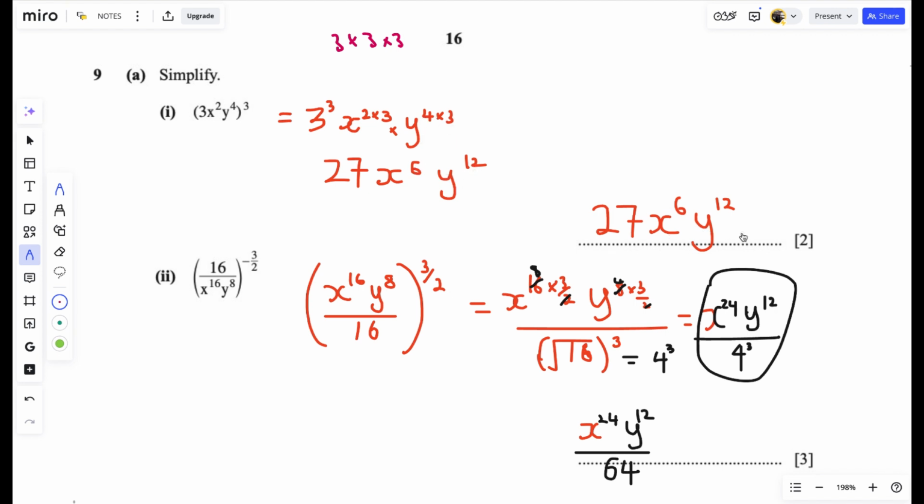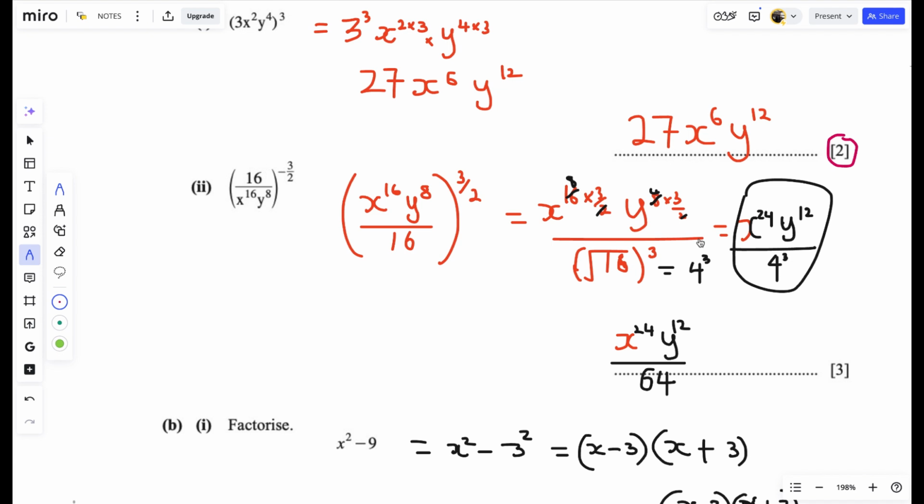So that's that. You get 2 marks if you're able to do this. Is that okay? Now we go to the next question for indices, which is 3 marks. So you see, now only these 2, you get 5 marks. So if you're unable to do this one, you lose a lot.